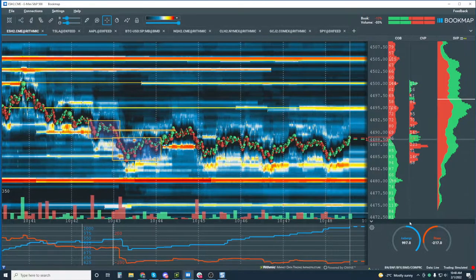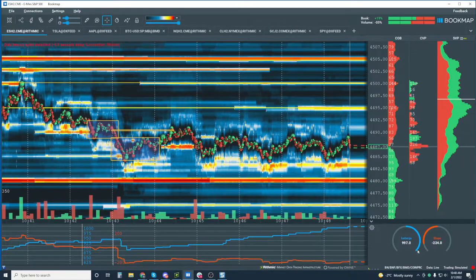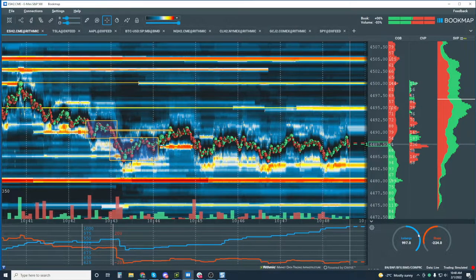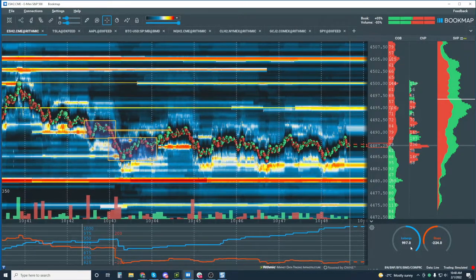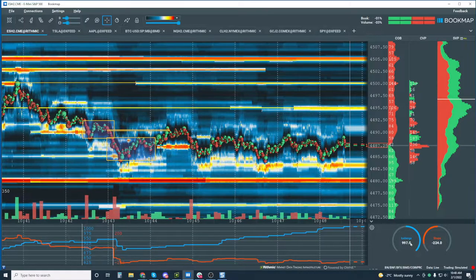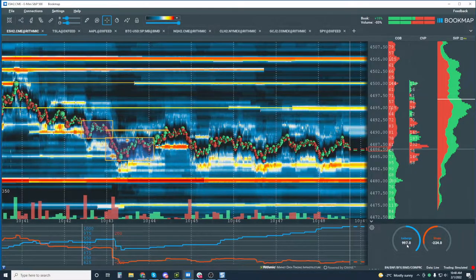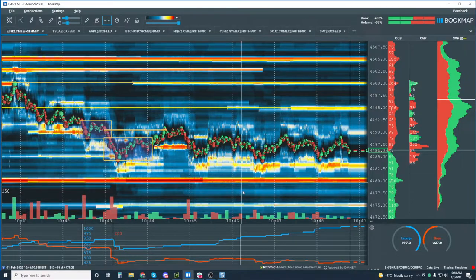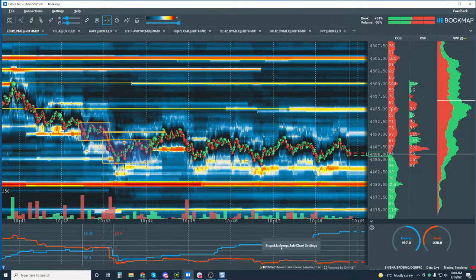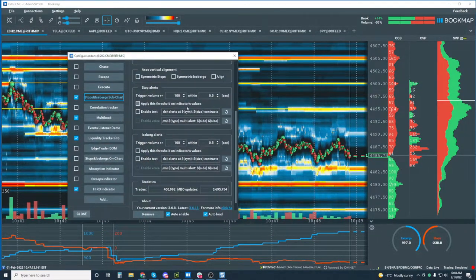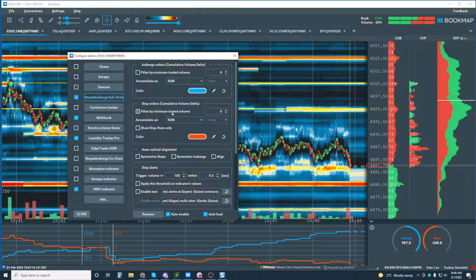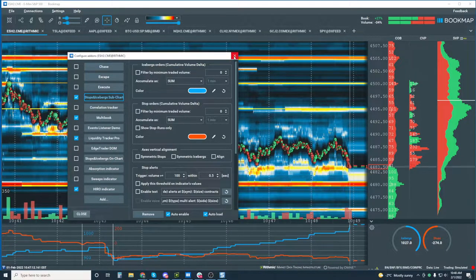Let's see here. So this is the current readout of stops and icebergs down here in the widget panel, right? Mine might be different than yours. The readout here is summation. I can show you my stops and icebergs in the subchart here. So summation and summation here. So here we go, guys.